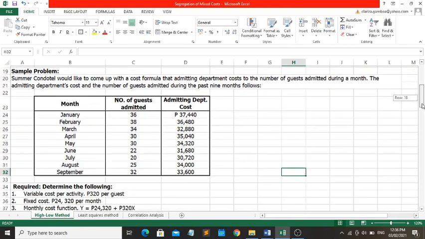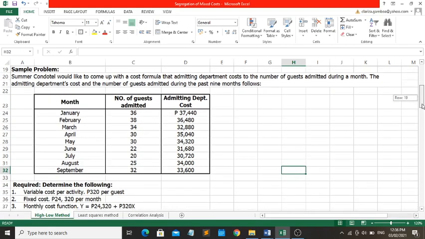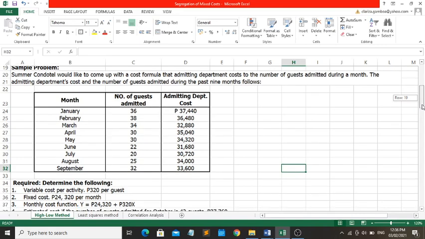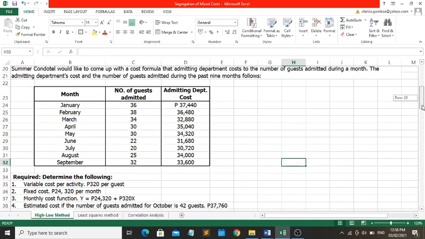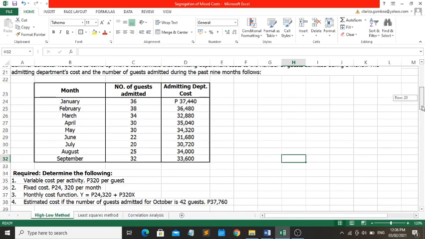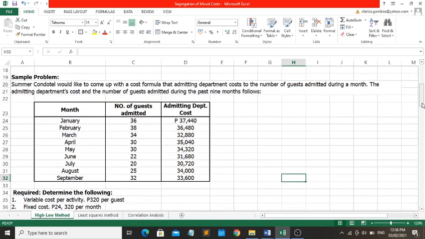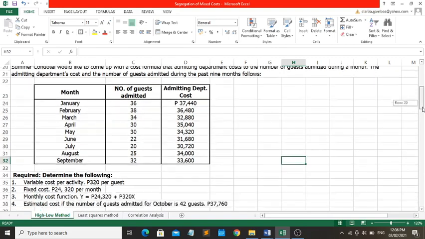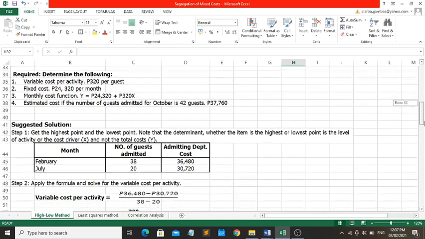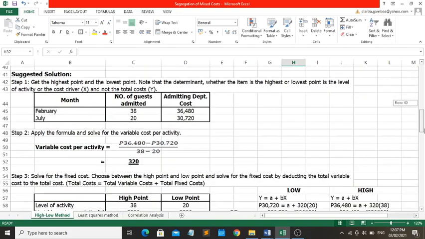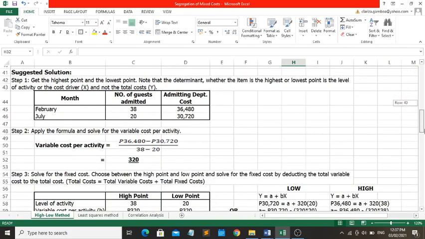So, the requirements are to determine the variable cost per activity, fixed cost, monthly cost function, and estimated cost if the number of guests admitted for October is 42 guests. So, binigay ko rin yung answer dito sa question ito. And ito yung suggested solution para makuha natin yung tamang sagot.